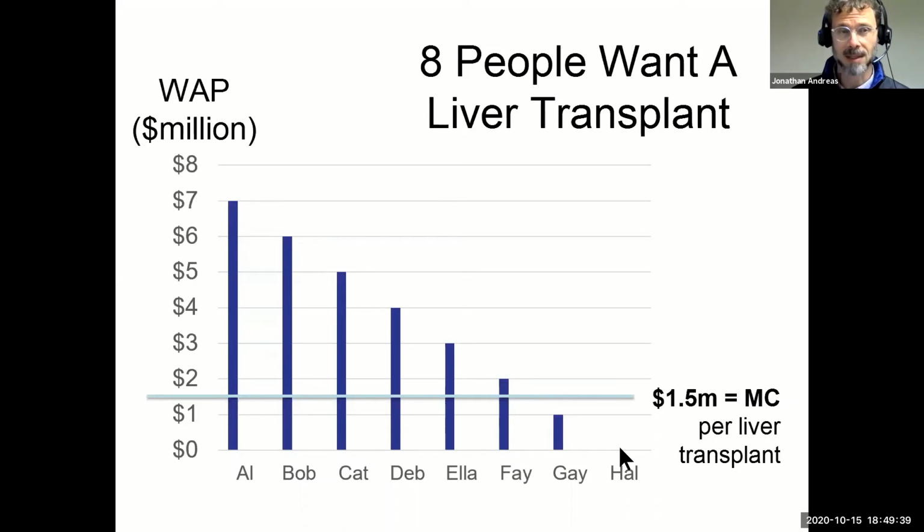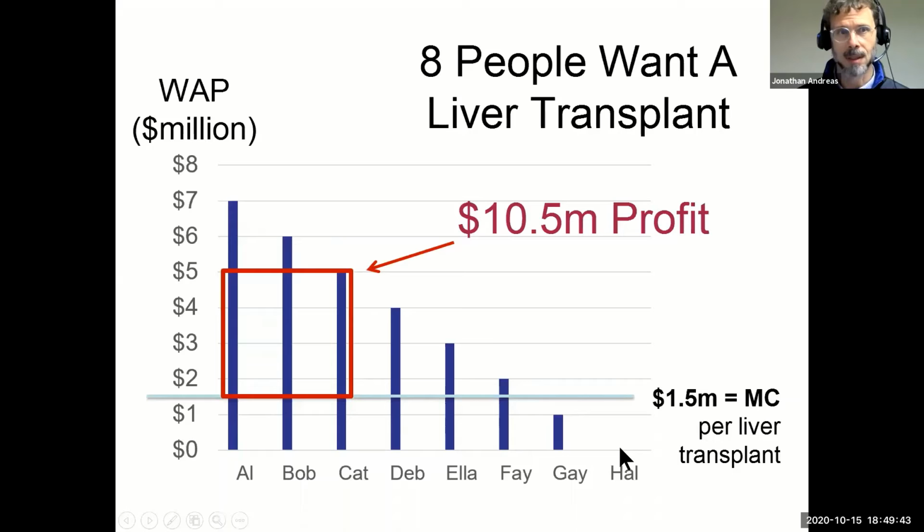So the profit-maximizing price in this market is going to be $5 million, and you'll make 10.5 million in profit by selling 3 liver transplants, 1 to Al, 1 to Bob, and 1 to Kat. So here's your profit. You sell 3, with each person getting you a profit of 3.5 million, and that's a total of 10.5 million.